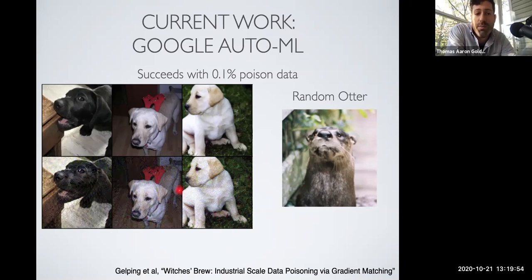So we poisoned 1/10 of 1% of the images in ImageNet. So here's some clean images and here's some poison images. And then we uploaded the ImageNet data set to Google's AutoML system and we let it crunch for a couple of days. And what we got back was a classifier. Now this attack does not always work, but we were able to get back a classifier where this otter's label is changed to dog. So we chose this otter at random and we were able to change its label to a dog. Right, so at least that's a proof of concept that these things do transfer to industrial systems.